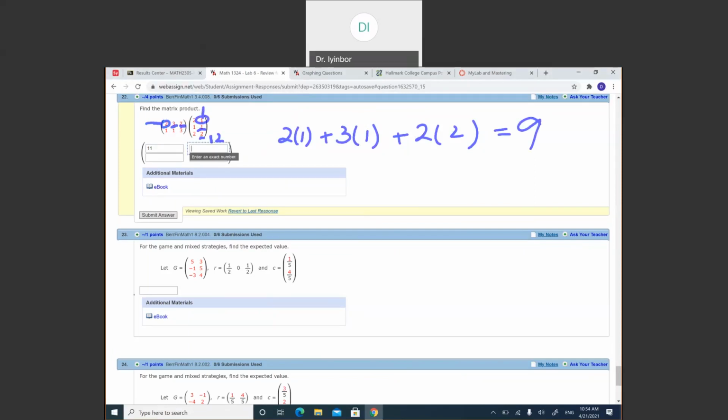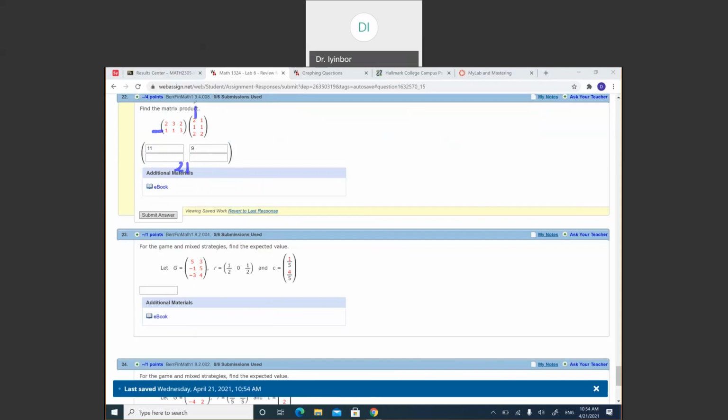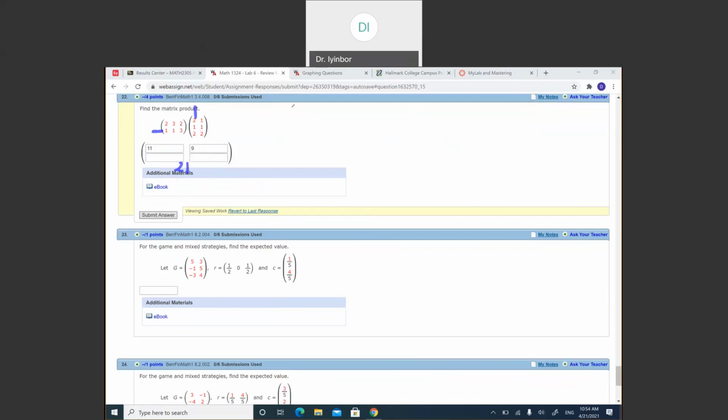Oops. Then you're going to do the next one. So the next number down here is, so this is second row, first column. So multiplying second row and first column the same way. So multiplying 1 times 2 plus 1 times 1 plus 3 times 2. 6, 7, 9. I get 9 again.